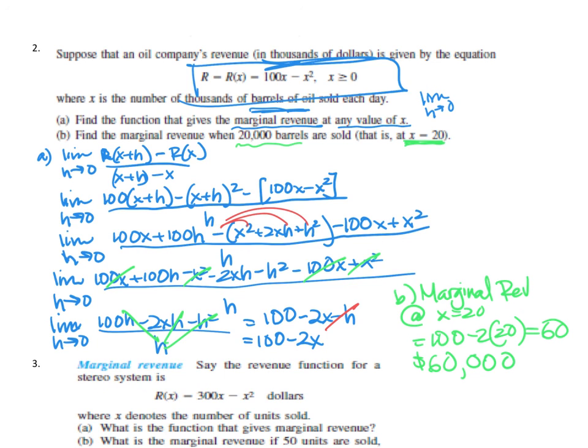All right, so again, you guys, if we are talking about marginal, we are talking about a limit. Turns out that we end up with functions the majority of the time with these. So do you see how it says find the function? That right there, the 100 minus 2x, that is our marginal revenue function.